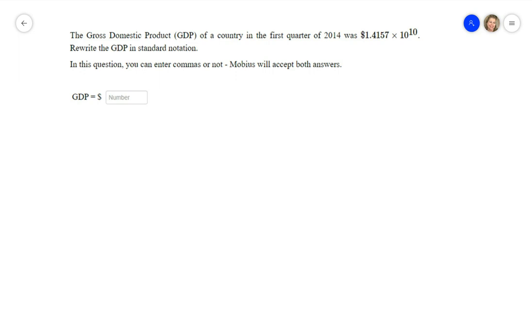Okay, this problem is giving you a number right here in what we call scientific notation, and it wants you to rewrite this number in standard notation. Now, scientific notation is a fancy way of writing really, really big or really, really small numbers that won't fit into your calculator.